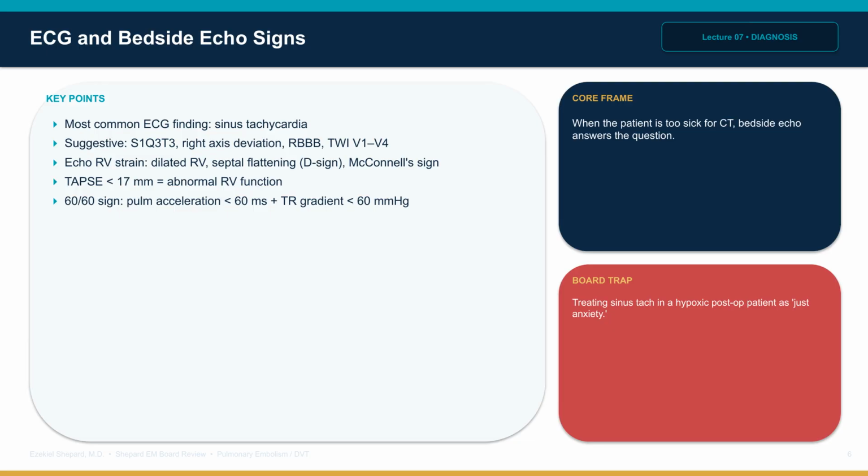Bedside echo signs of right ventricular strain include a dilated right ventricle, septal flattening or D sign, McConnell's sign, akinesis of the mid-free wall with preserved apical contractility, and a tricuspid annular plane systolic excursion below 17 millimeters. The 60-60 sign is pulmonary acceleration time below 60 milliseconds with tricuspid regurgitant gradient below 60 millimeters of mercury.